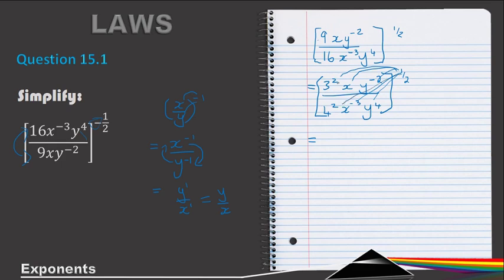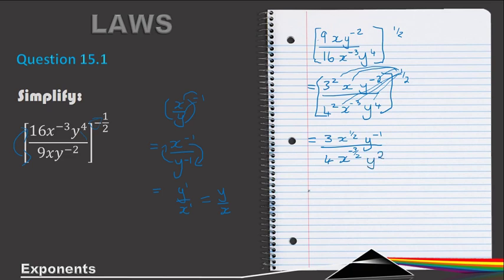Alright, so let's start with that. I know 2 times a half is 1, so that's going to be just 3. x to the power of a half. Then y, negative 2 times a half is just negative 1, so y to the power of negative 1. And then we have just 4, because the half times 2. Then x to the power of negative 3 over 2. And y to the power of 2, 4 times a half.